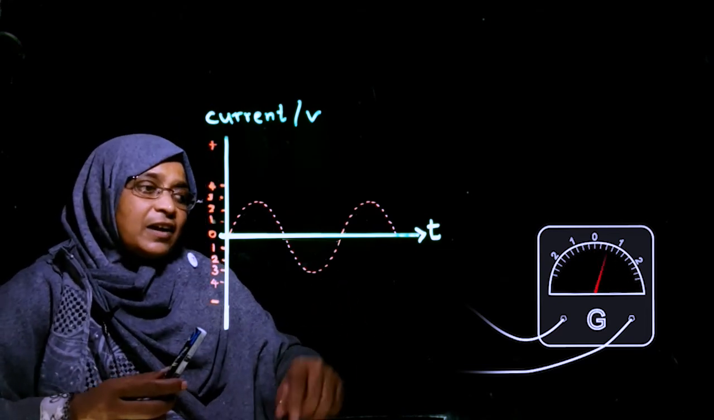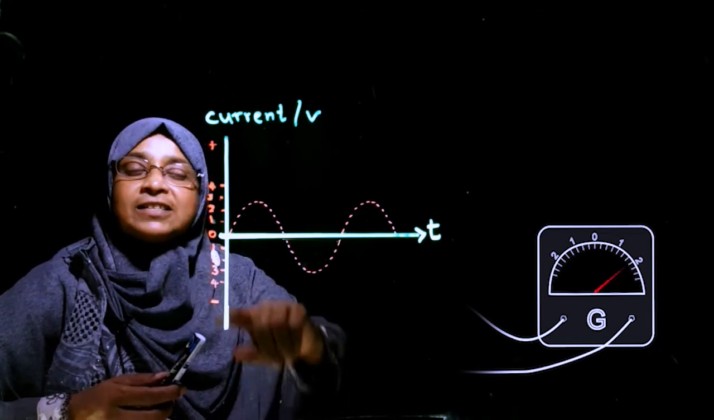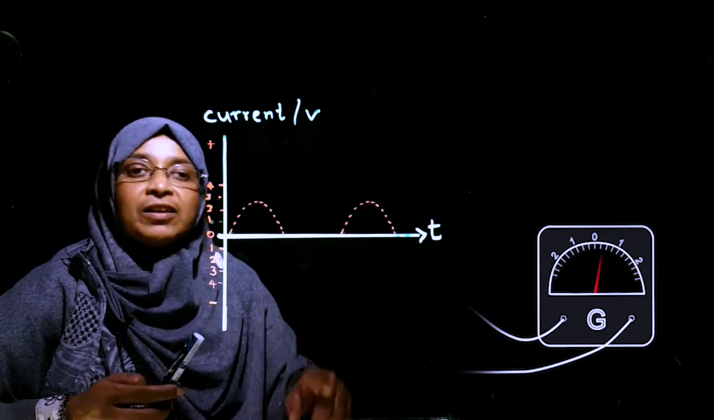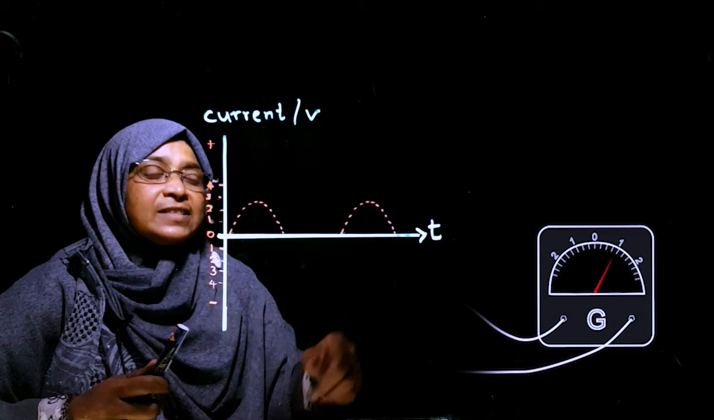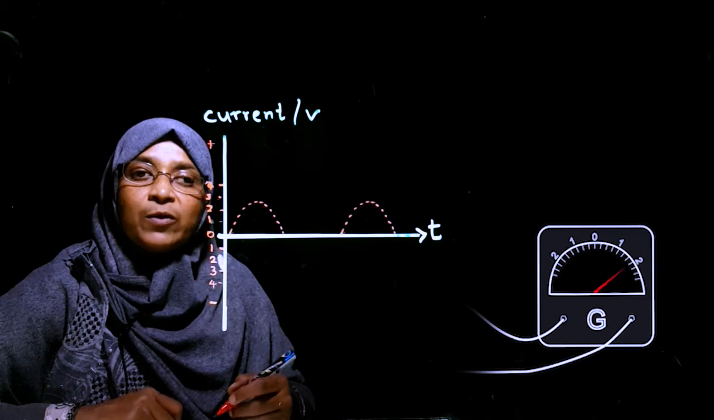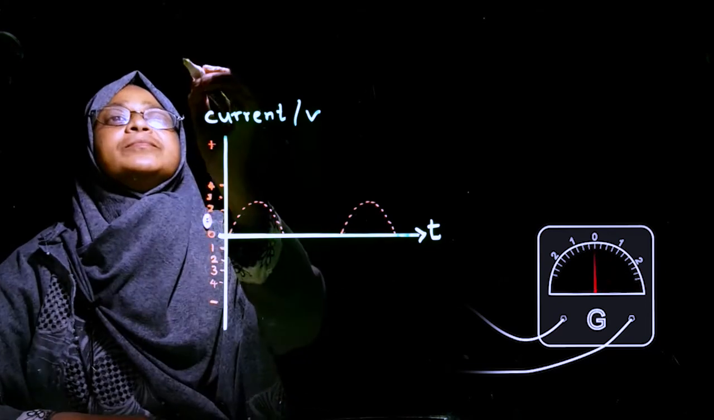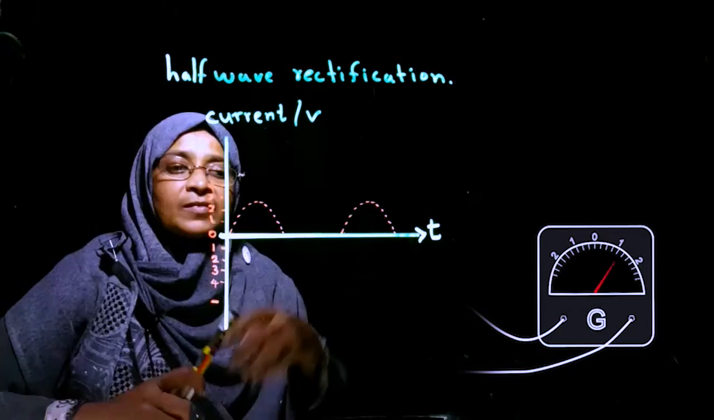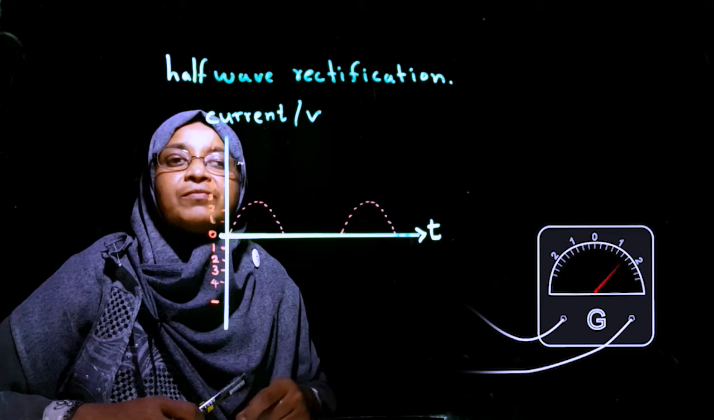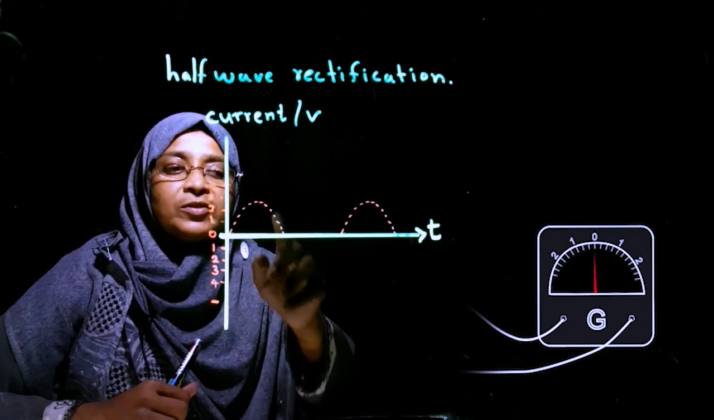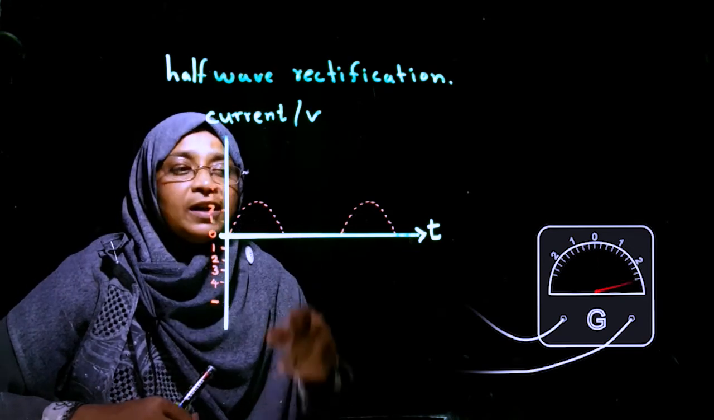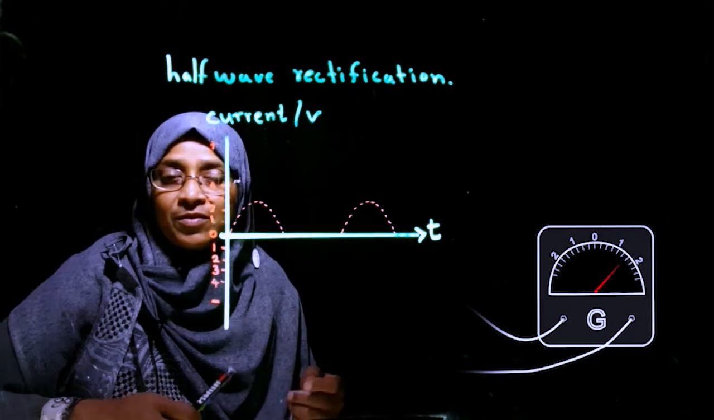So our graph changes. Here we get only one side of the current. This type of rectification is called half wave rectification. Here we are observing a great variation of voltage. There are positions where the current drops down to 0. At this time, current does not flow.